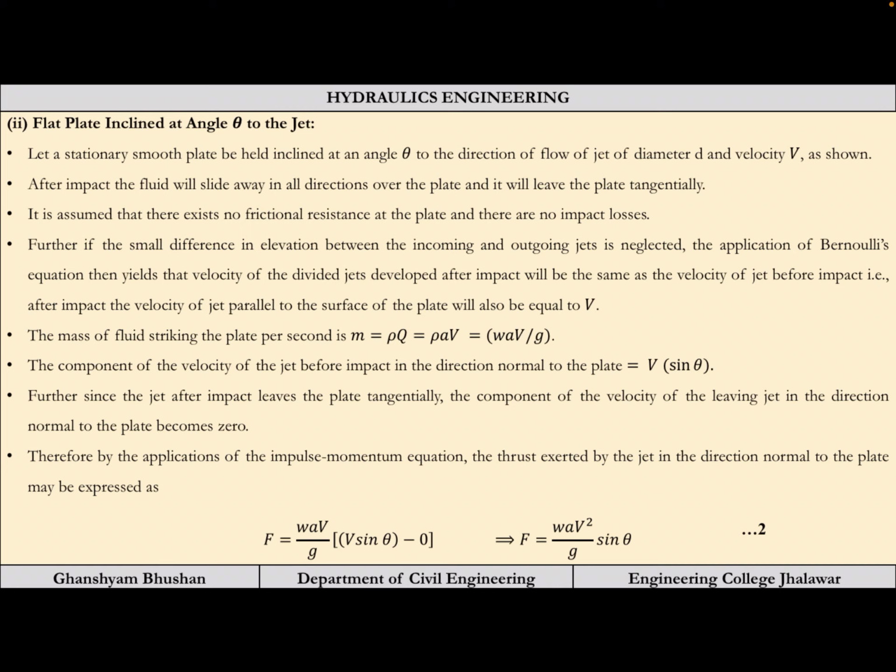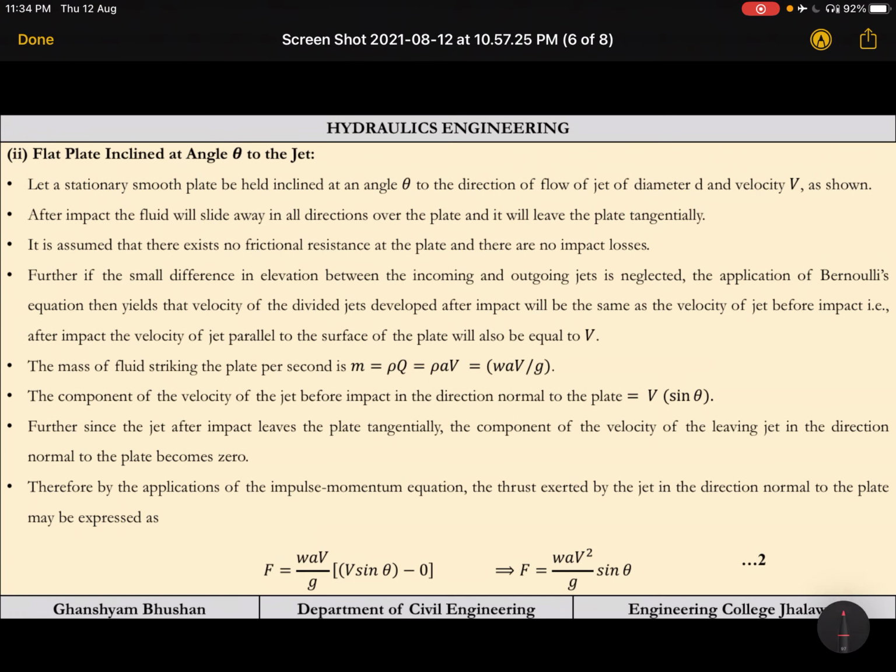After impact, the fluid will slide away in all directions over the plate and leave the plate tangentially. Here also we are neglecting the frictional losses. If losses are not there, the velocity will be the same. The mass incoming from the jet is the same, rho Q, that is rho A V, or WAV by g.